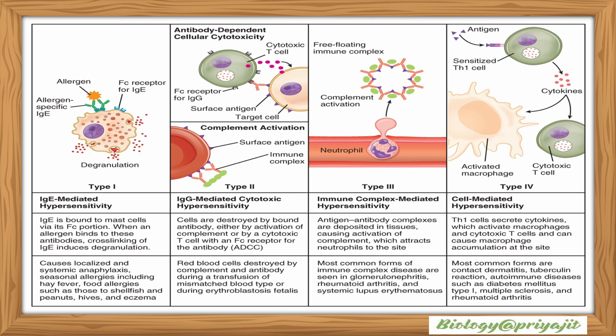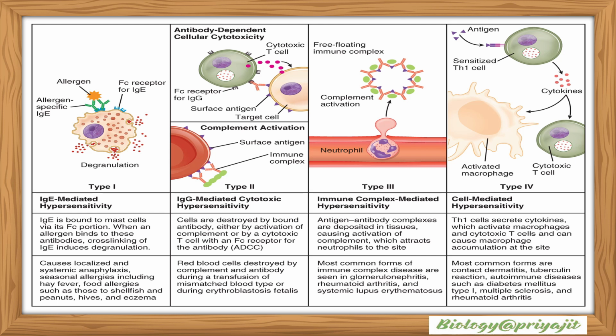Type 2 hypersensitivity is IgG or IgM mediated cytotoxicity. It is caused when antibodies bind to the body's own cells, so cellular destruction occurs, and examples include blood transfusion reactions, Rh diseases in newborns, etc.